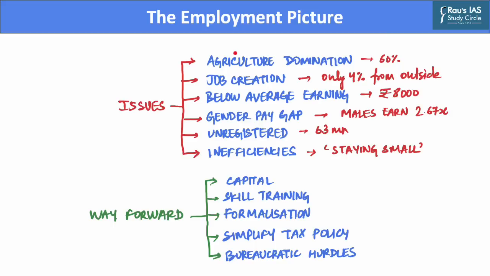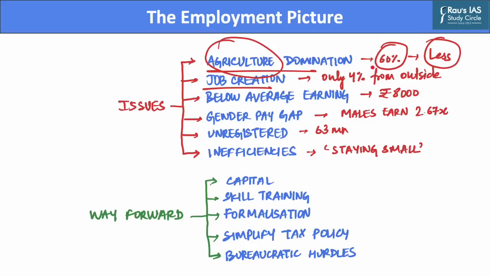Now the first issue that pertains to self-employment is that it is dominated by the agriculture sector. About 60% of people who are self-employed are engaged in agricultural activities, and by virtue, they are less productive than people who are engaged in other sectors. Further, self-employment in the country has only led to a fraction of job creation, as only 4% of self-employed people hire workers from outside.